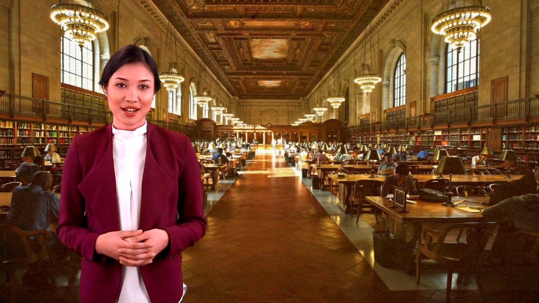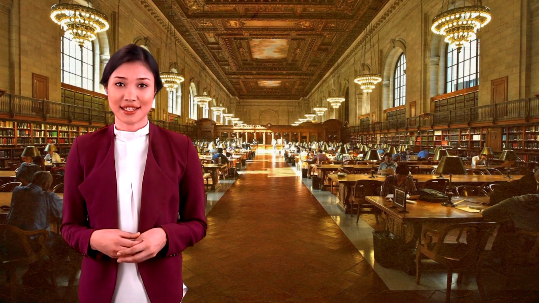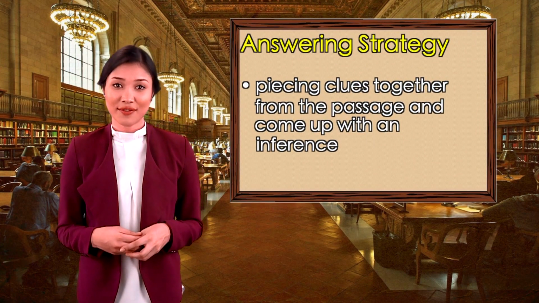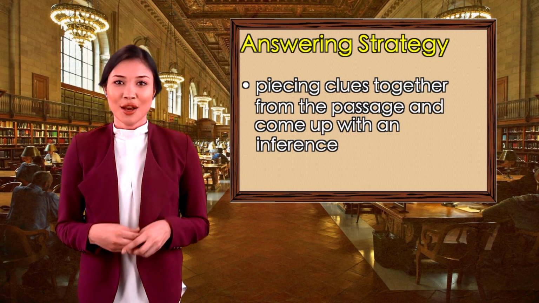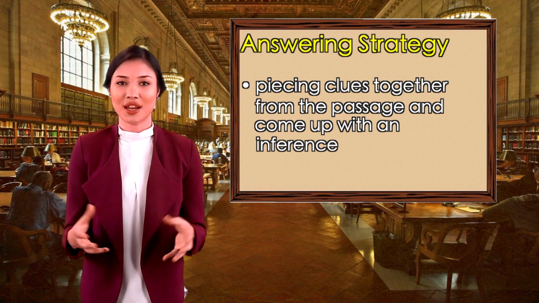As it is an open-ended question, you will be unable to copy the answer directly from the passage. Instead, you have to develop your own answer using the clues available in the passage. When you find these clues, you have to piece these clues together and come up with your own inference. To understand how this strategy works, let's look at this example. This question is taken from the SPM paper 2014.